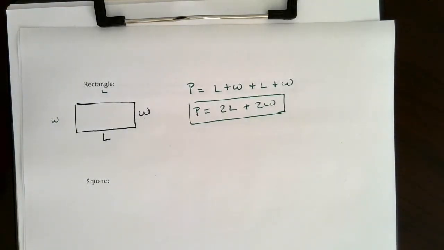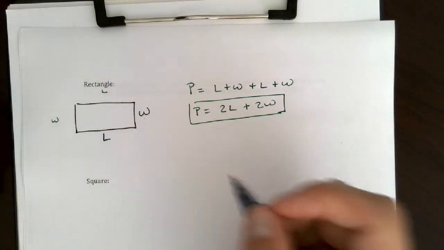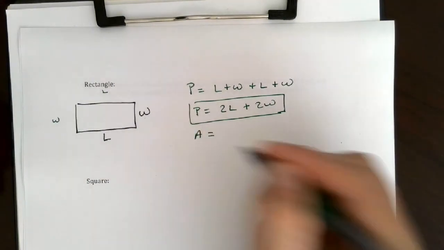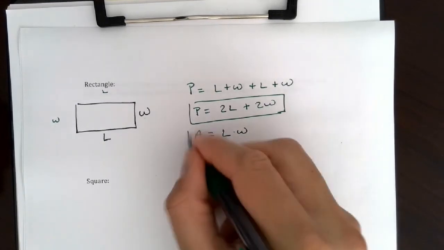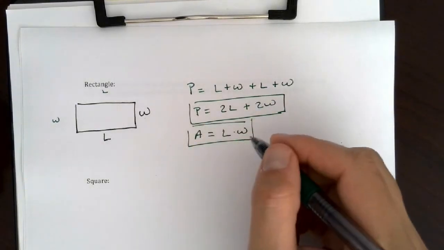If you ever get stuck, you could just say add up all four sides. But you should know the formula for the perimeter of a rectangle. For the area of a rectangle, the area is equal to the length times the width. All right, and remember the units will be squared.